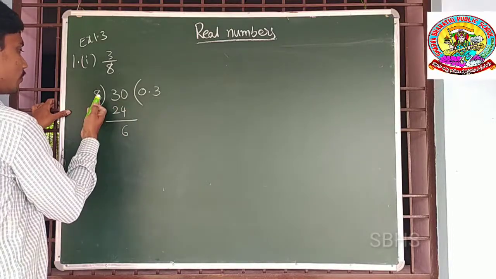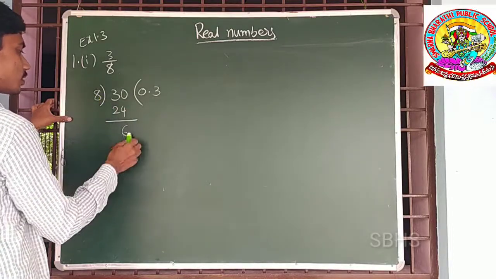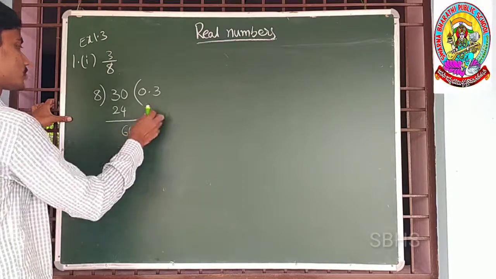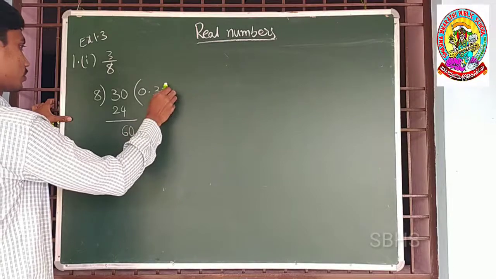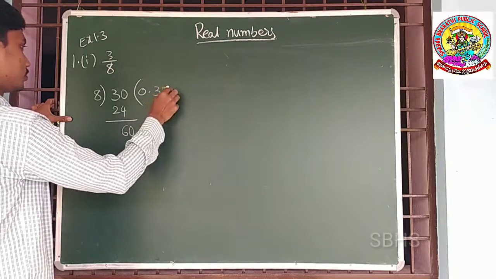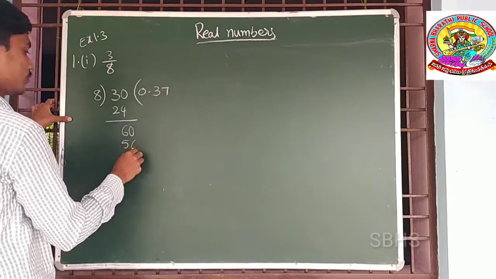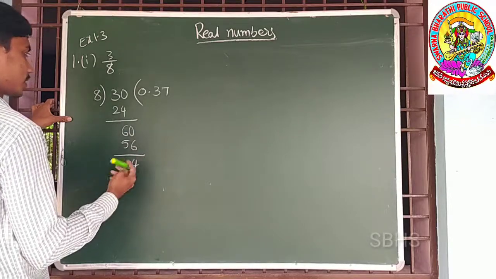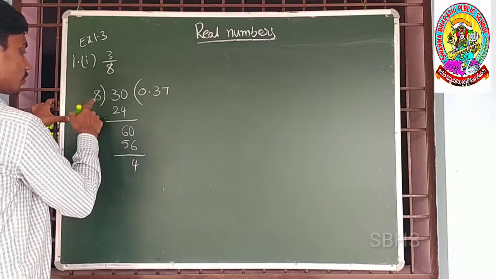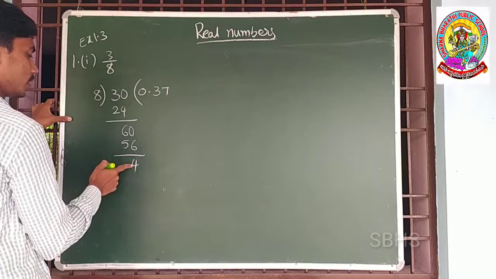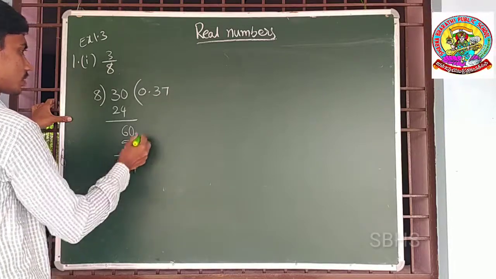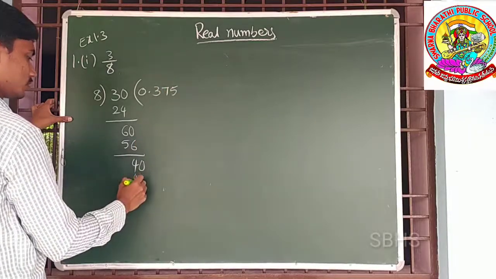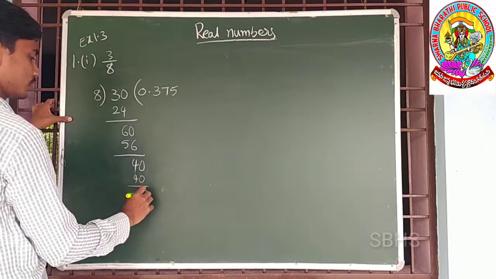When you compare 6 to the divisor, it is very small, so keep 0 here. How many times is it nearest to 60? 7 8s are 56. Again it gives 4 as a remainder. When compared to 8, it is very small, so again keep 0. 5 times 8 gives 40, so 0 remains.